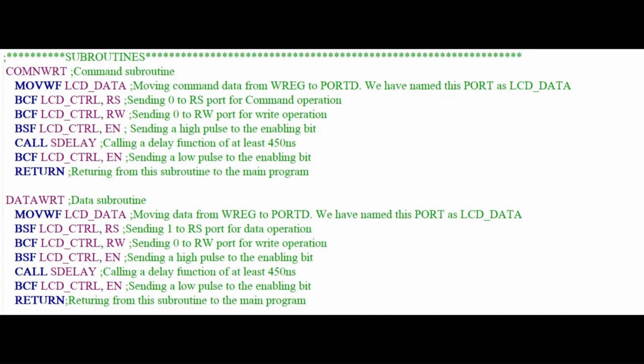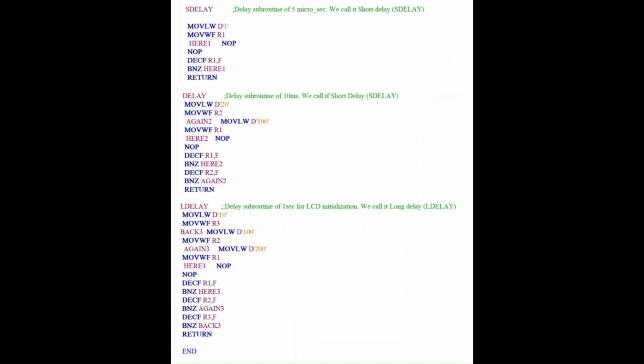Similarly, for data subroutine, we have to set RS value to 1, RW to 0, and then send a high to low pulse to the enabling pin. Without sending pulse to the enabling pin, data will not move to the LCD. We have to make 3 delays as long, short, and normal delay. Please refer to my previous videos for details on the delay subroutines.